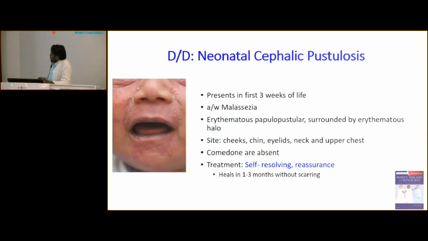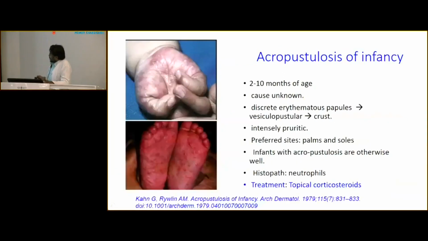Acropustulosis of infancy, as the word says, presents in infancy, around after 1 month of age, and they are discrete erythematous papules. Later on they crust and they form vesiculopustular lesions. This is the time when the parents come, because at that time maximum irritability will be present, and later on they form a crust. They're intensely pruritic, and they're present only on the palms and soles. And histopathology also shows neutrophils. For this case, topical corticosteroids are the treatment. We advise the child to be sent to dermatological OPDs.